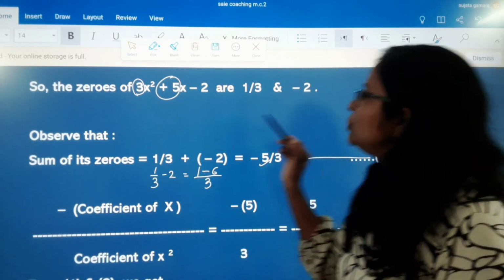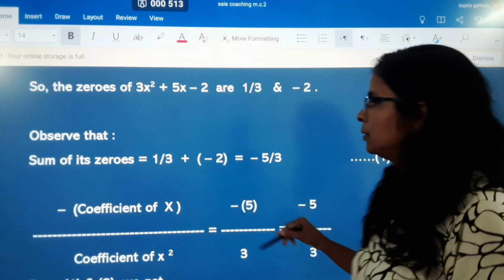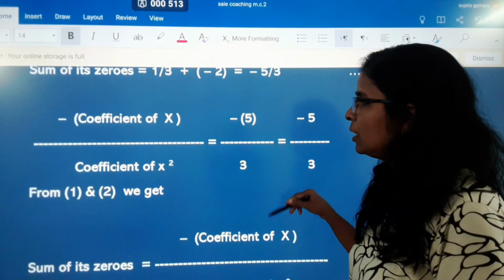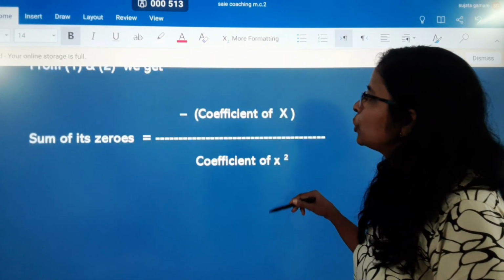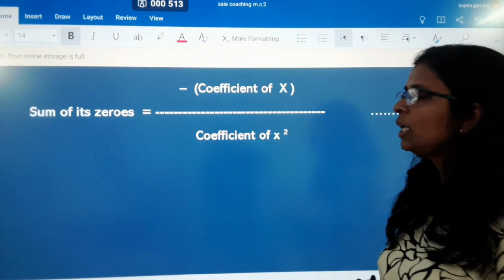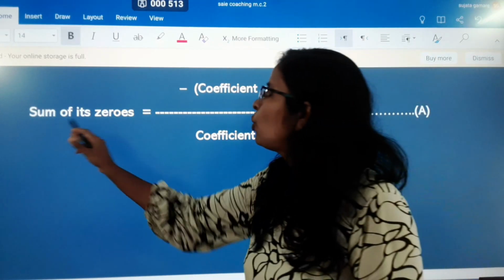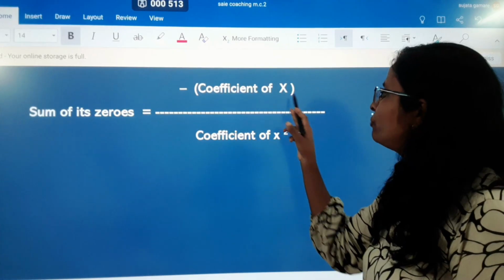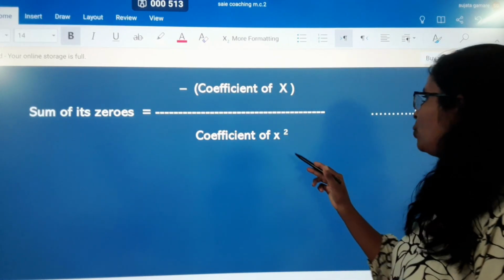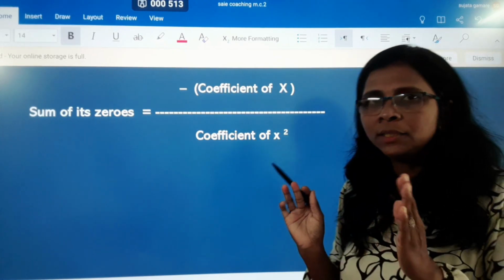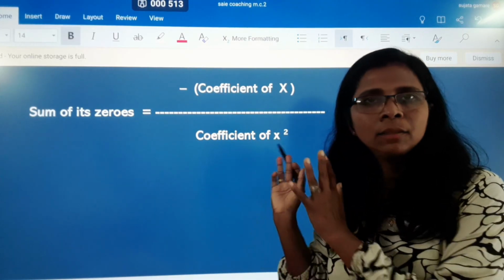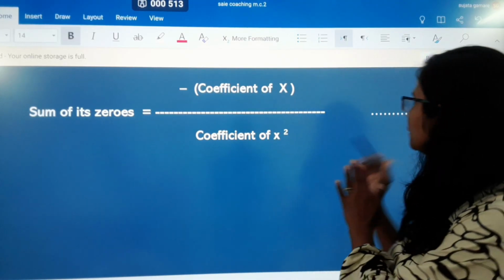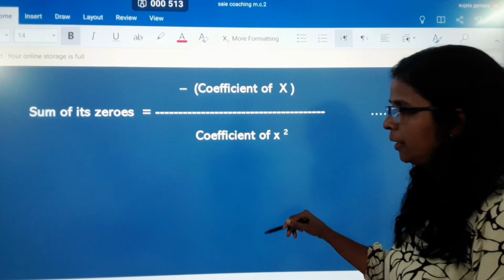Okay. So this is the relationship between the zeros of the polynomial and the coefficient of the polynomial. Here, sum of its zeros is equal to minus coefficient of x upon coefficient of x square. This is the formula, call it as capital letter A.